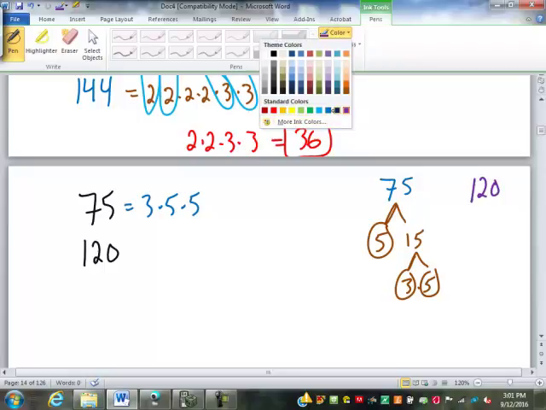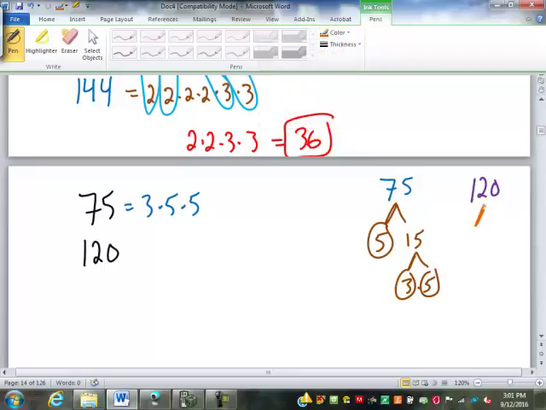120, what can it be divided by? 10. So I have 10 and 12 left. Can 10 be split up? 5 and 2. Those are both primes. I'm going to circle them. 12. 6 and 2. The 2 is prime, so I circle it. 6. 2 and 3.